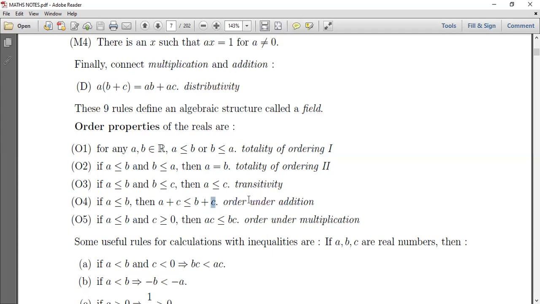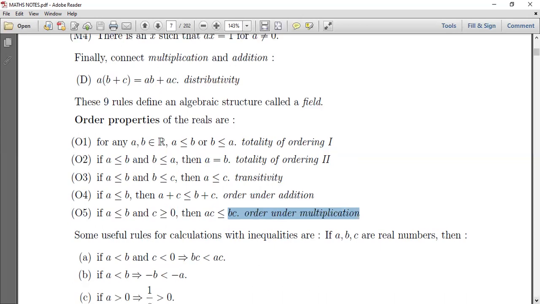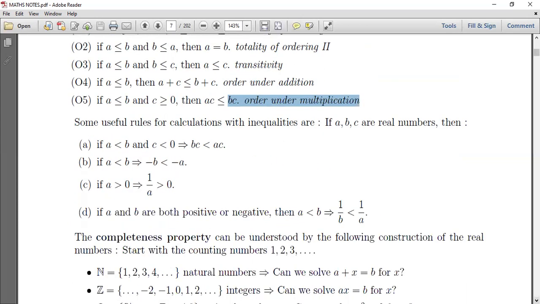The order still remains. Then if A is less than B and C is a positive number, greater than 0, then if I multiply both sides by C, AC will still be less than BC. This is called the order under multiplication. Then some useful rules for calculating inequalities.